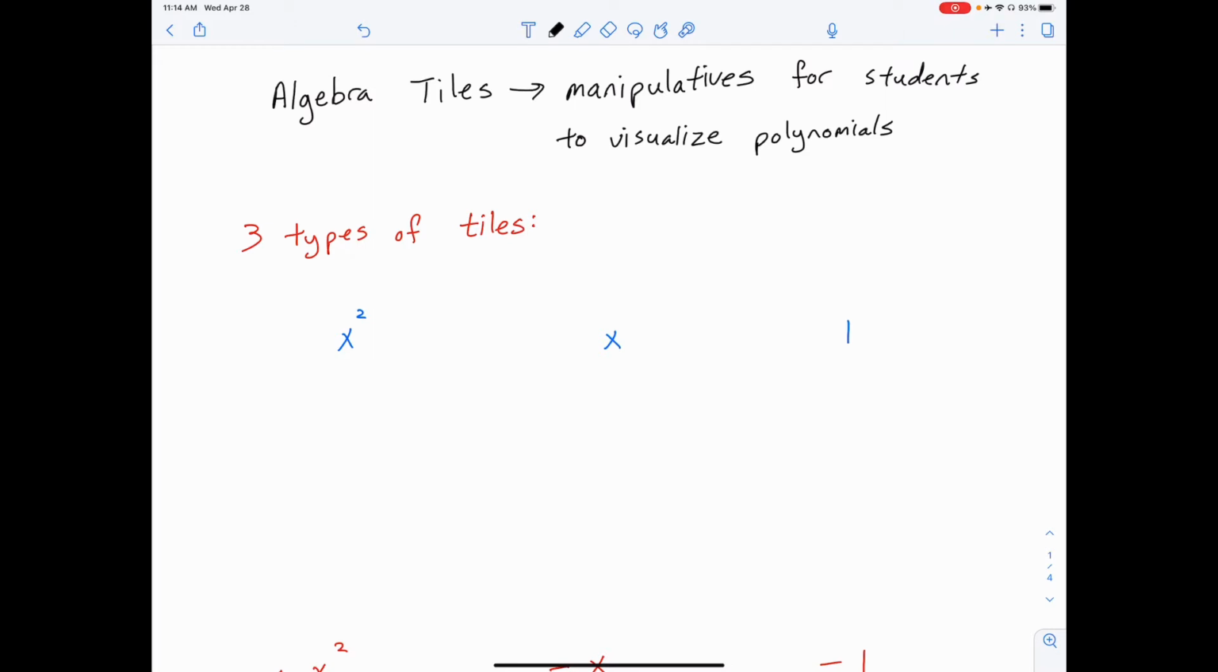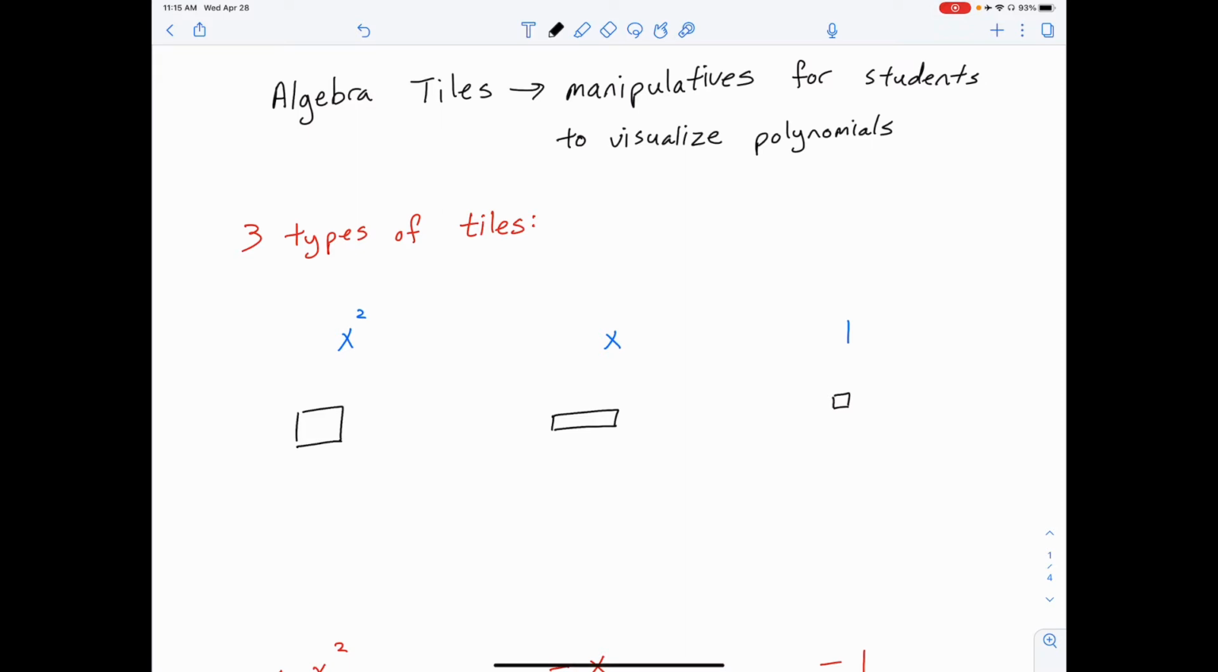There are three types of tiles that you need to be aware of. The first one is x squared. To draw this, we just draw a giant square, like so. For x, it's just going to be a rectangular bar. And for any numbers, we're going to write it as 1. 1 is represented by a little square. So these are the basic three.